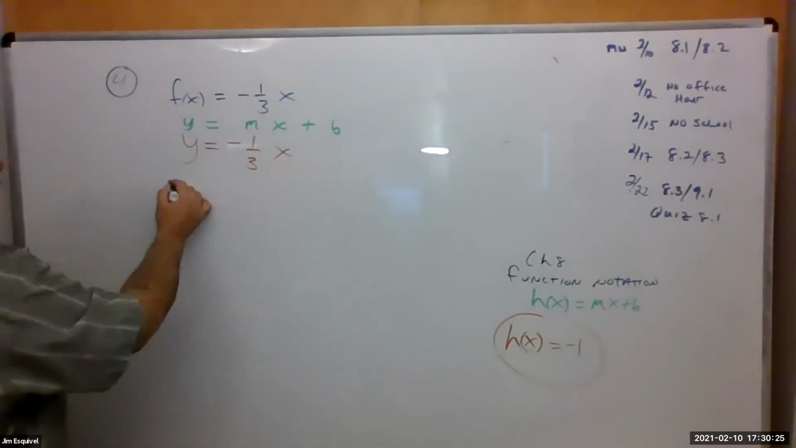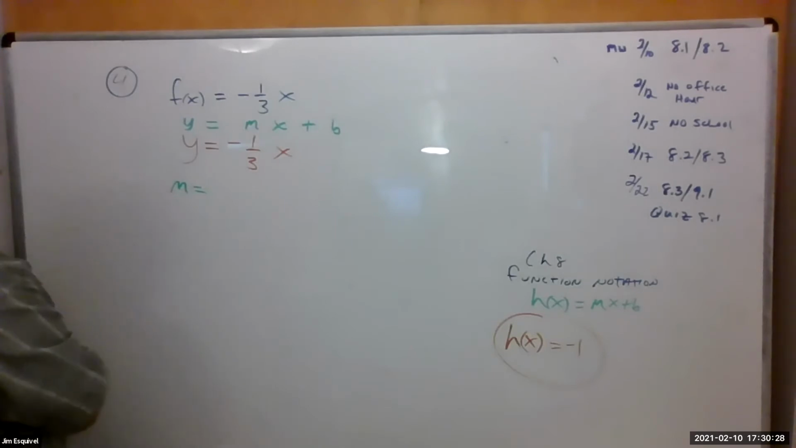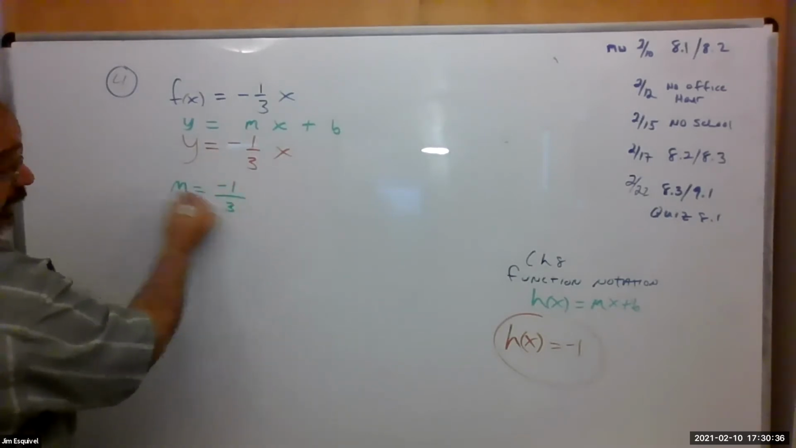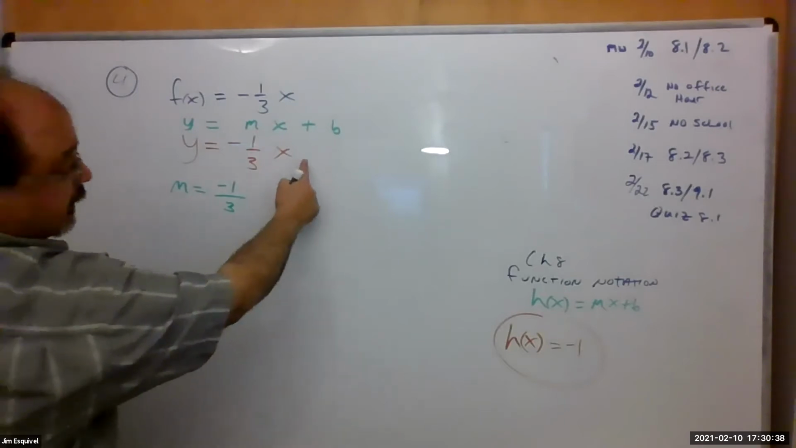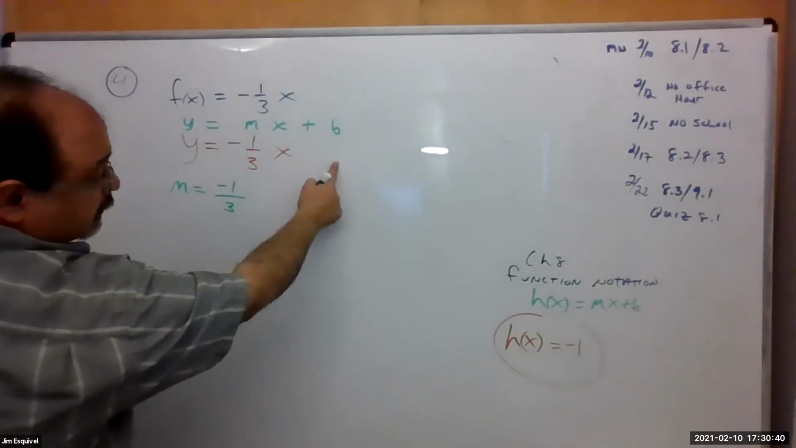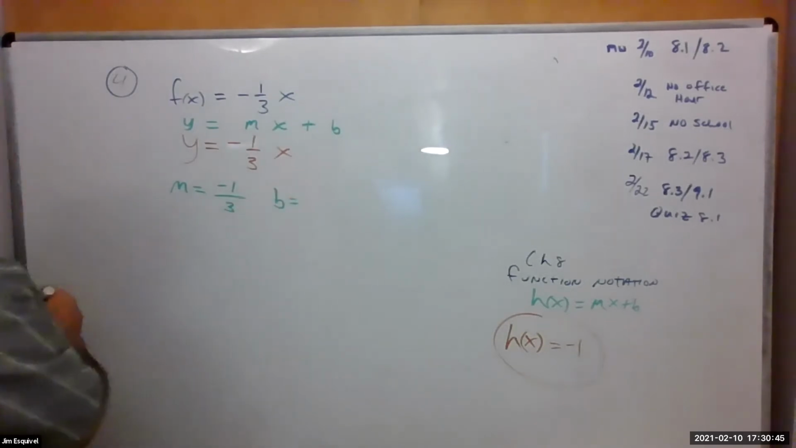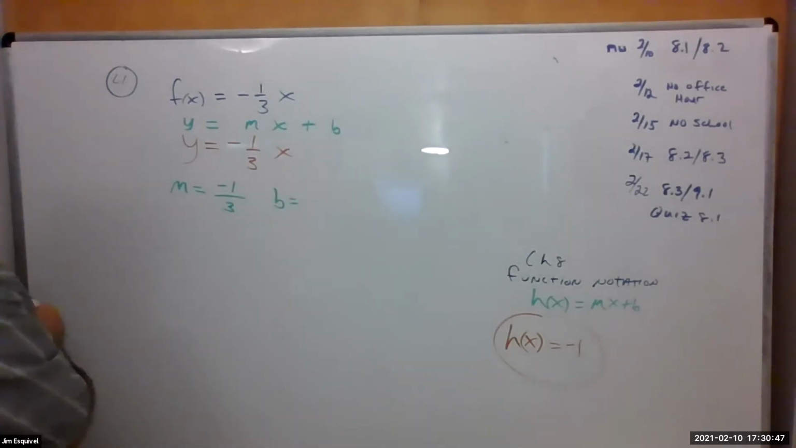So let's identify what's the slope of our line. Negative 1/3. And I like to put the negative in my numerator, -1/3. And then there's nothing here. So if there's nothing here, what y-intercept would represent that nothing? 0.